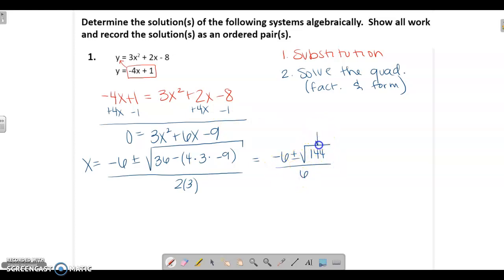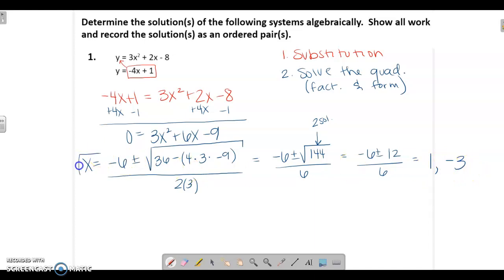The fact that this is a positive discriminant tells me that there are going to be two solutions here. So we have negative 6 plus or minus 12 over 6. Negative 6 plus 12 is 6, over 6 is 1, and negative 6 minus 12 is negative 18, over 6 is negative 3. Now this does not mean that my solution is the point 1, negative 3.